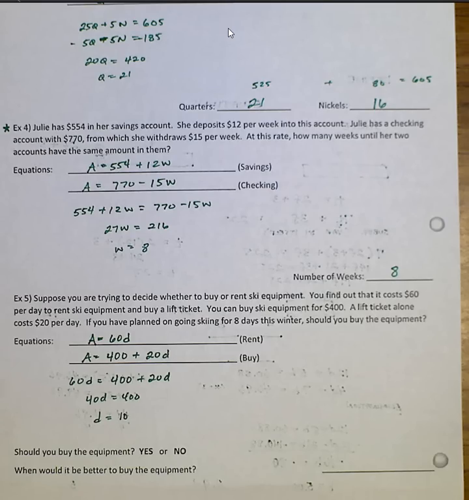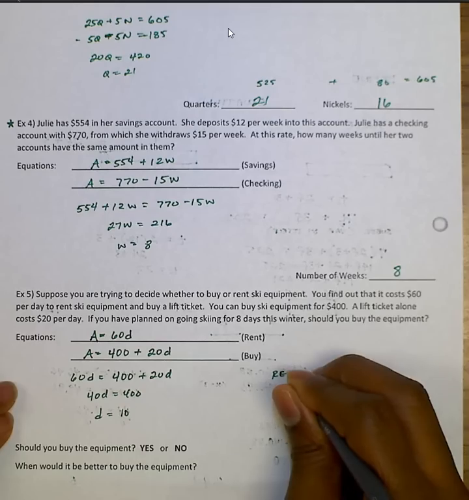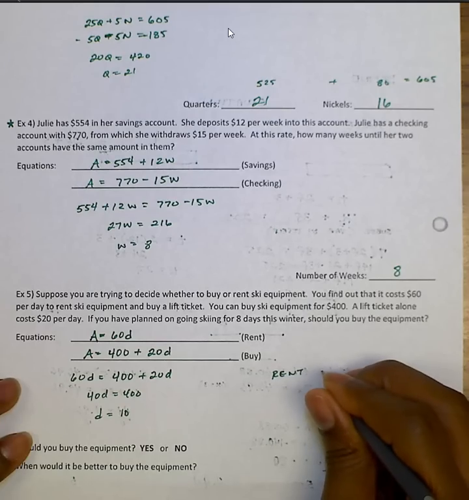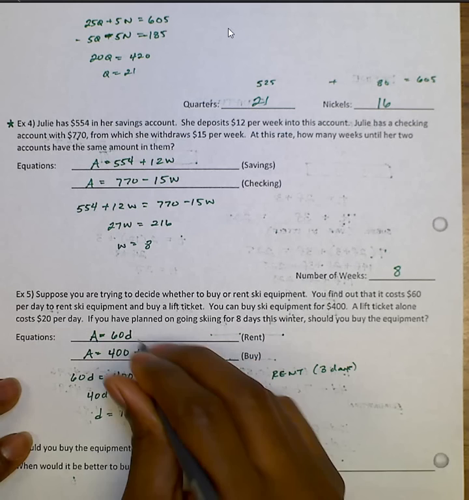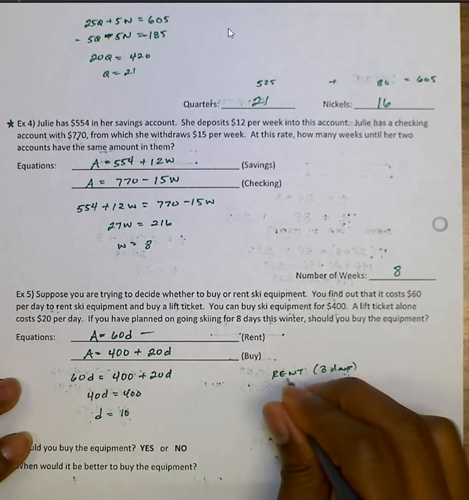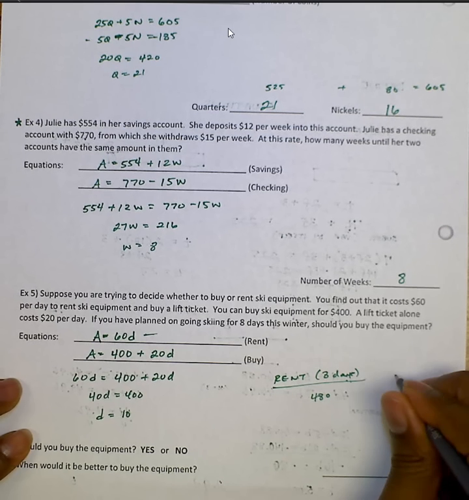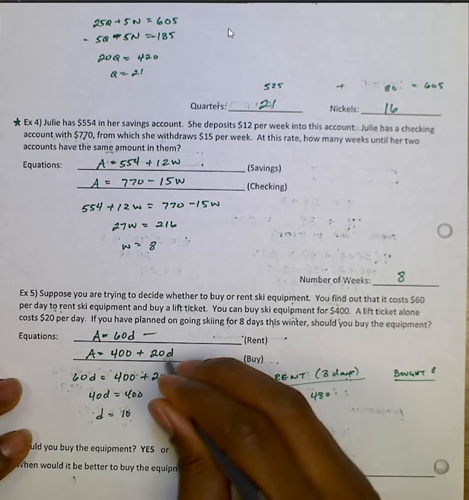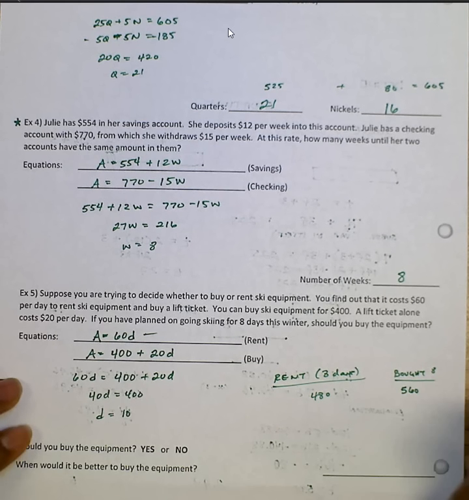Okay. So if we rented for 8 days, this will cost 60 times 8, which is $480. If we bought and spent 8 days, we'd have 160 plus 400, which would be 560.